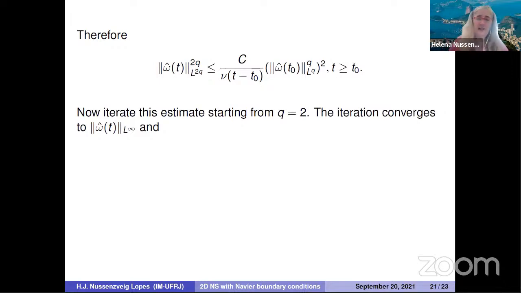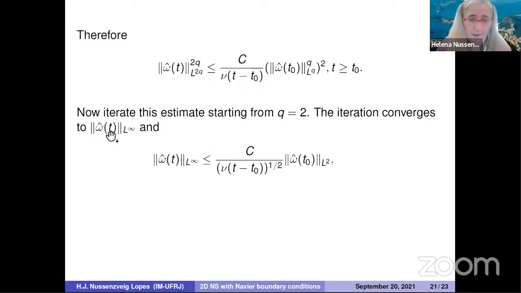Okay, this iteration: as you start with q equals 2, this gives you an estimate in L4, then you plug the estimate in L4, and this gives you an estimate in L8, and so on and so forth. And this iteration converges eventually to the L infinity norm of omega hat. So finally, you get this estimate. This is known as the Nash method. The infinity norm is bounded by a universal constant over nu (t minus t hat) to the 1/2 times the L2 norm of omega hat at time t naught. And you just take t naught equals t over 2.